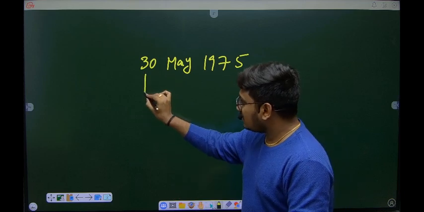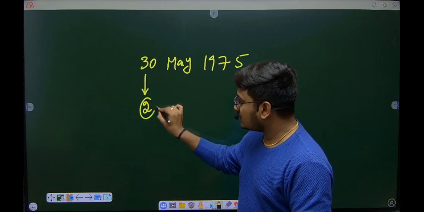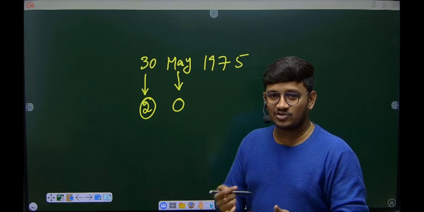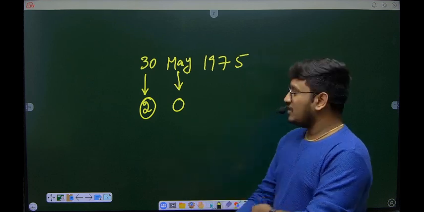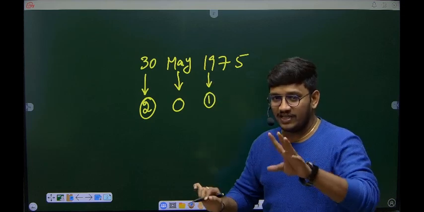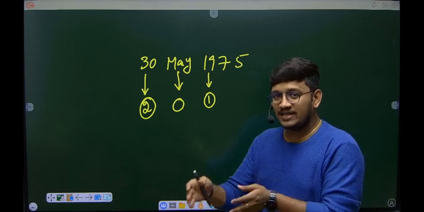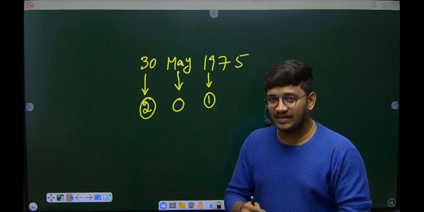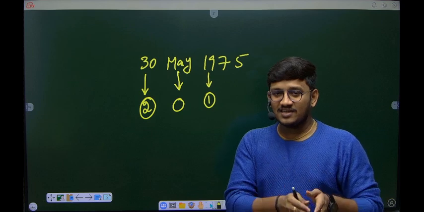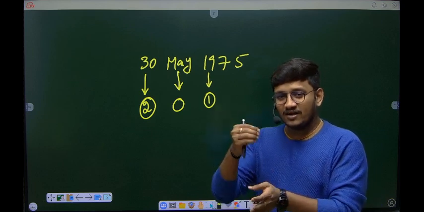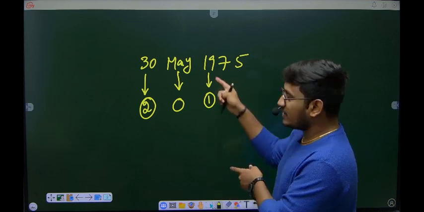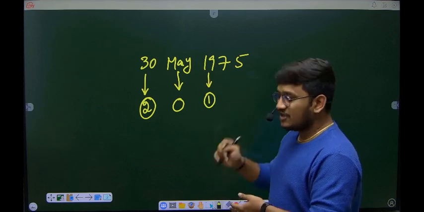30, how many odd days? 2 odd days, right? 30 means 2 odd days. May, how many odd days? 0 odd days, so leave it because May is having 0 odd days. Now I'm writing it directly. 1900 is having 1 odd day. I will not calculate it separately again and again, so you just keep it in your mind. Why is 1900 having 1 odd day? Because it has 1600 plus 300. Here we learned one century code. So 300 is having one odd day. That's how I can directly write 1900 is having 1 odd day.